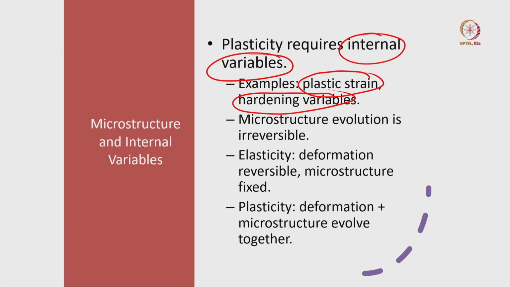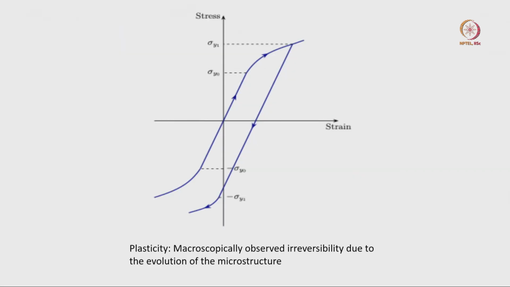Remember that the microstructure evolution is irreversible, so it produces dissipation, unlike elasticity where deformation is reversible. Microstructure evolution is not, and that is why you get permanent deformation in plasticity. In elasticity deformation is reversible, but the microstructure is fixed, so you do not have to co-evolve microstructure with the deformation. But in plasticity you need to do that, and that is a very important point. This is exactly what the macroscopic signatures of plasticity would be.